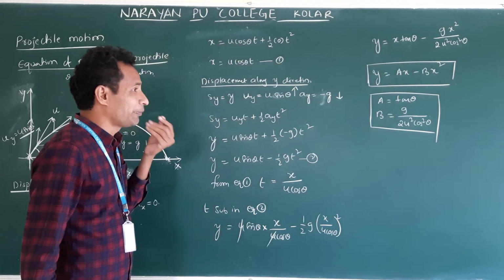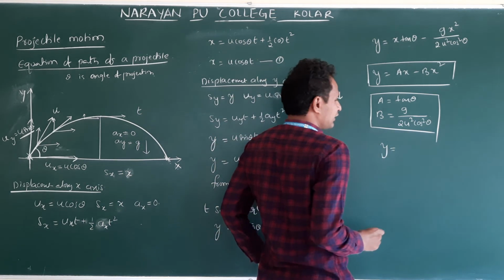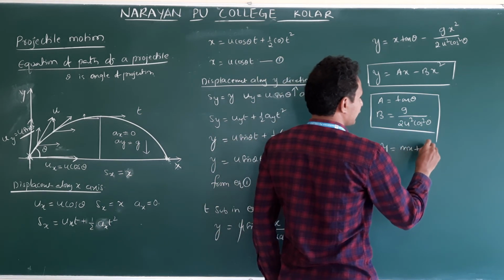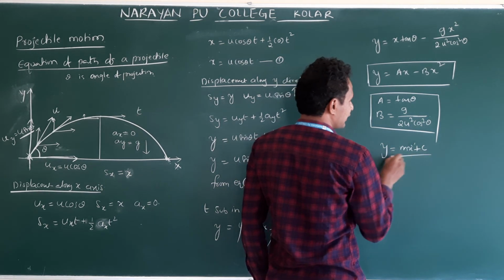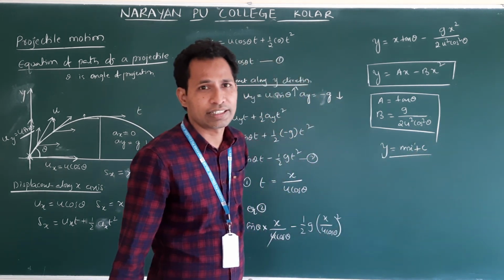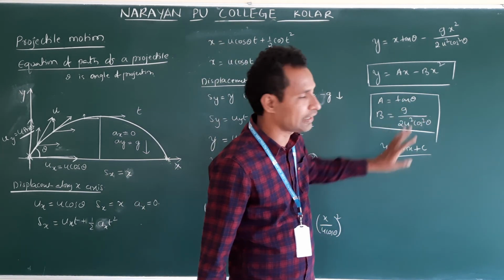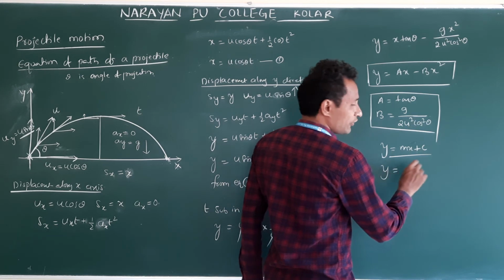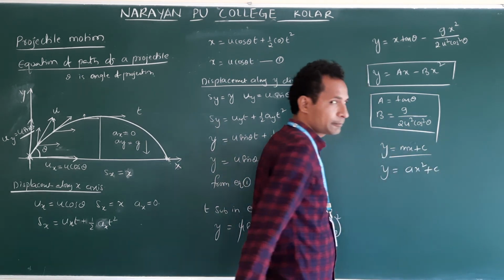Clear? So in mathematics, if the equation is like this, y is equal to mx plus c, the order is 1, x power is 1. This represents a straight line. Understand? If x power is 1, that represents a straight line. Suppose you have an equation y is equal to ax square plus c, like this.